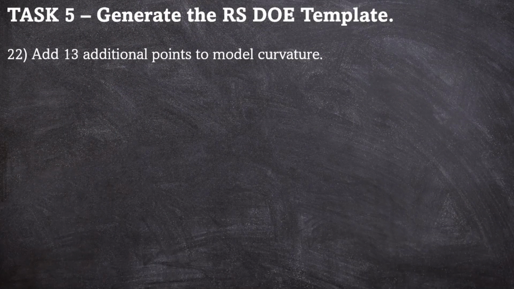But you know what? Sometimes Minitab can be wrong. So task 5, generate the response surface DOE template. And step 22 is add 13 additional points to model curvature. So let's do that now.